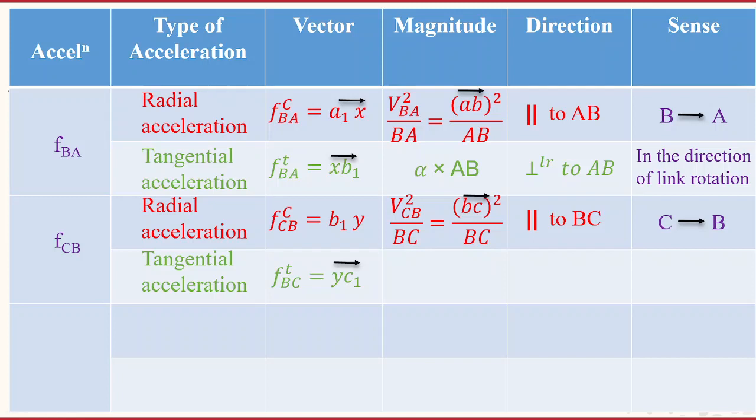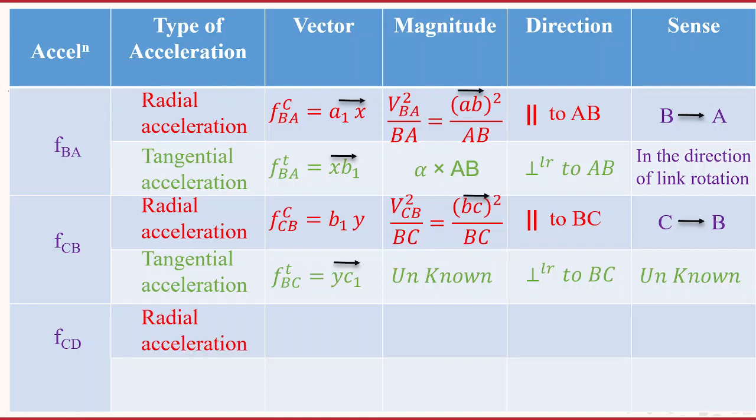Then the tangential acceleration. The tangential acceleration vector is y c1 and the magnitude is unknown. The direction is perpendicular to BC and the sense is also unknown. Now coming to the point C, assuming it on the link CD, find out the acceleration of C with respect to D.